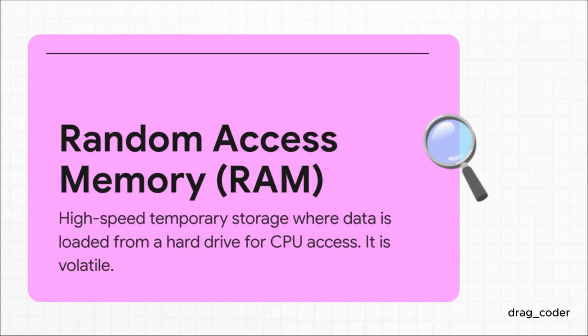memory. A great way to think about it is like a workbench. Your hard drive, that's like a giant warehouse with all your tools and materials. Now, you wouldn't work in the warehouse, right? No, you bring what you need to your workbench. That's exactly what RAM does for your CPU. It's incredibly fast, but, and this is key, it's also volatile. Turn the power off, and poof, everything on the workbench is gone.